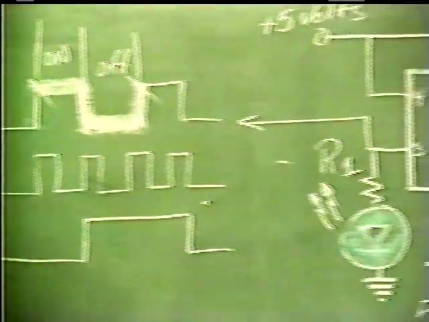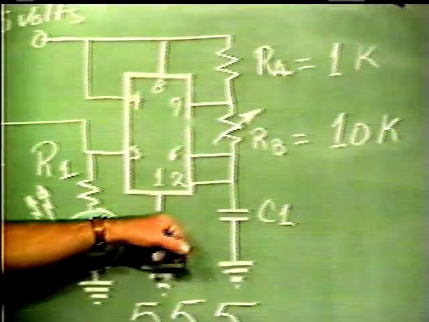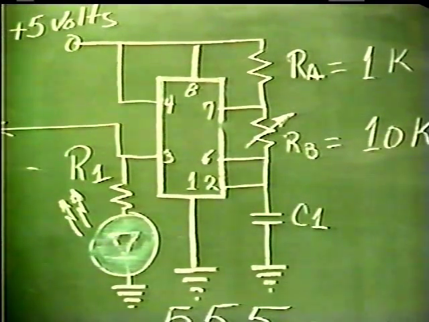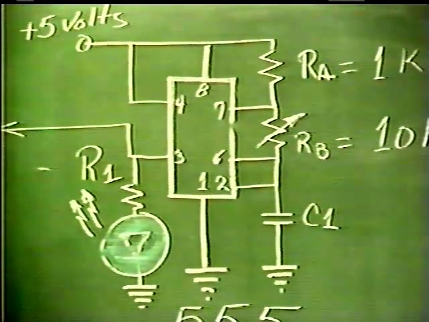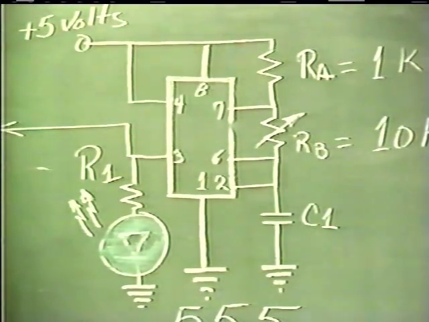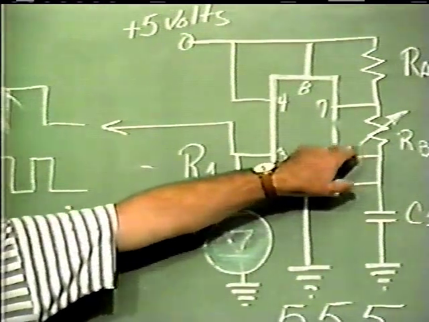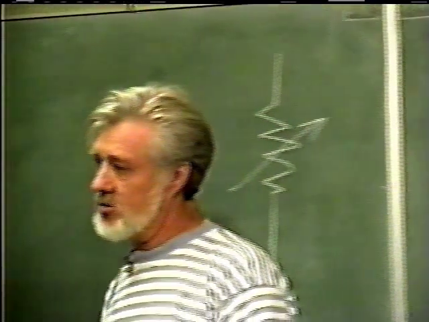But we could also change C1 if we wish, and accomplish the same thing. By putting a larger capacitor in, it would take longer for it to charge, and consequently longer for it also to discharge at a given resistance value. It's just usually a lot easier to change the value of the resistor than to change the value of the capacitor.